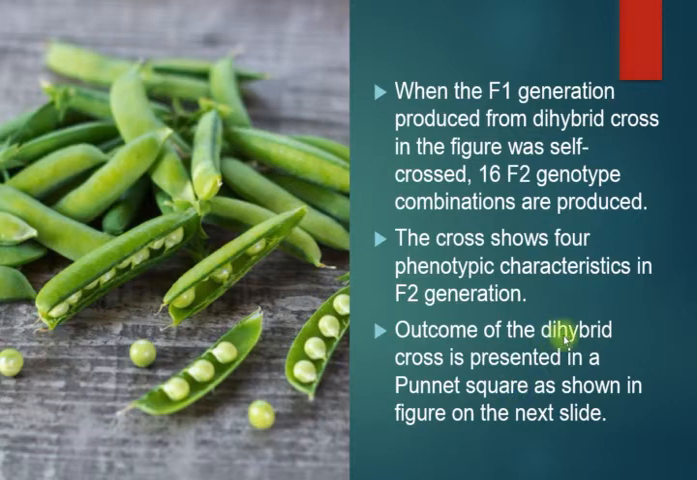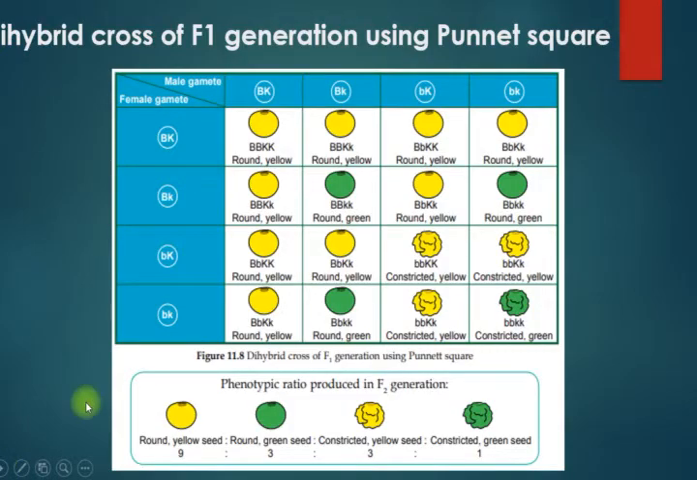The outcome of the dihybrid cross is presented in a Punnett square, as shown in the figure on the next slide. Alright, let's go to the Punnett square. That presents the F2 generation, the offspring of the F2 generation. So we self-cross the F1 generation, the hybrid cross of the F1 generation.